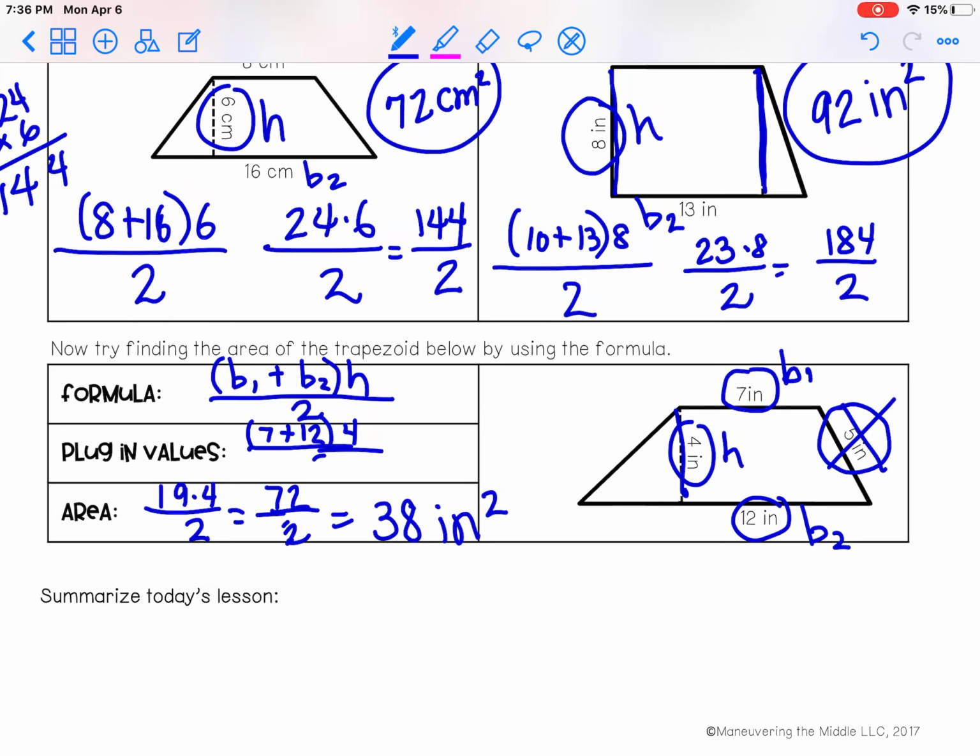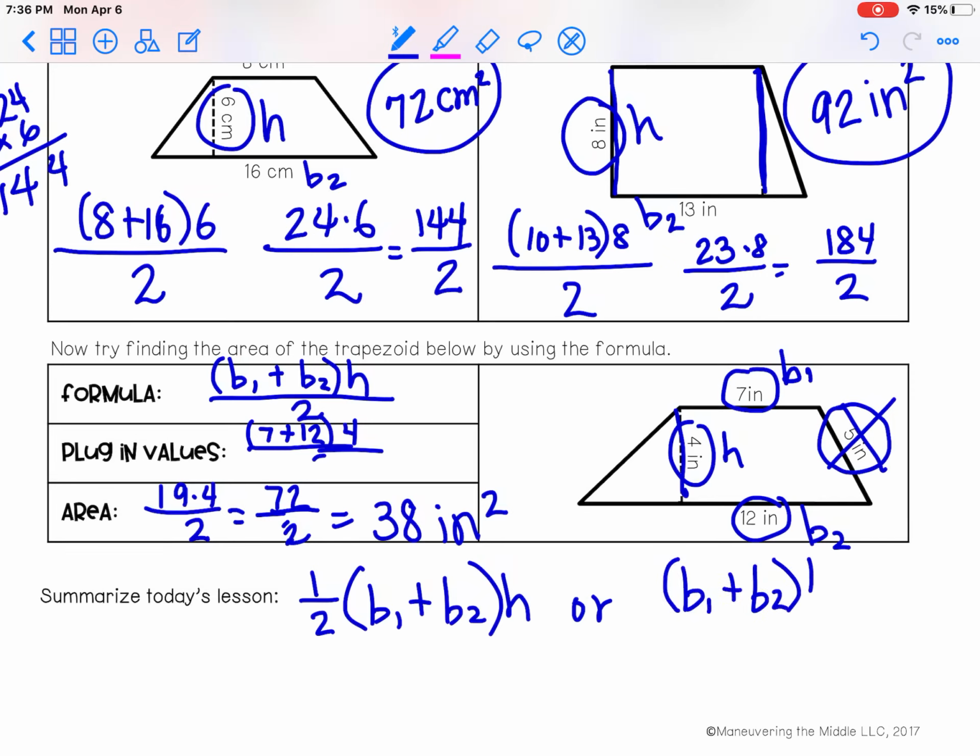All right, to summarize today's lesson: trapezoid area is 1/2 B1 plus B2 times the height, or B1 plus B2 times the height divided by 2, where dividing by 2 would be your last step. Guys, watch this video as many times as you need to until you understand how to plug these numbers in, then use PEMDAS to find the area of a trapezoid.